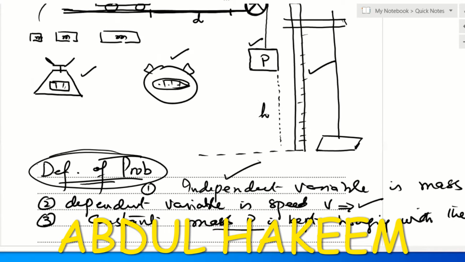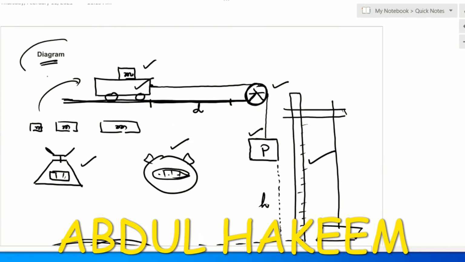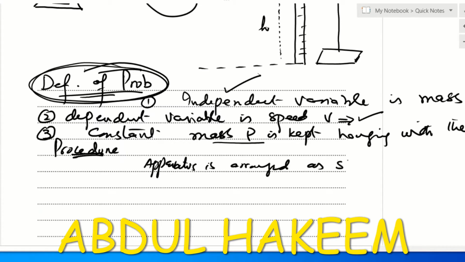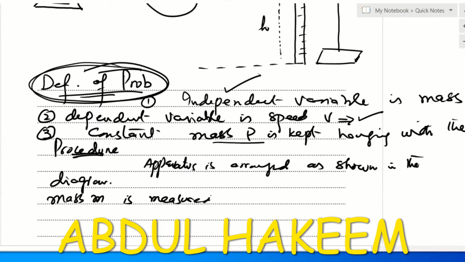So the first heading is the definition of the problem. Second is the diagram. And the next heading will be the procedure. So the first line we will write: the apparatus is arranged, assembled as shown in the diagram. Mass M is measured by a balance and placed on the trolley.